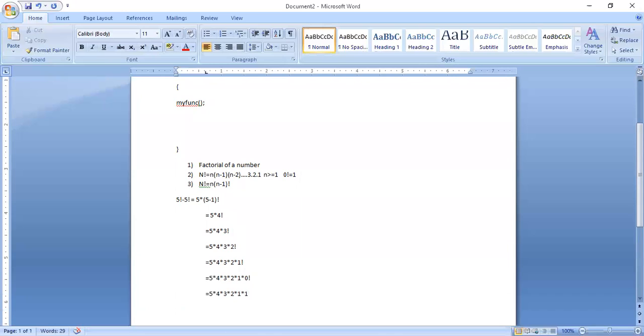So we have to multiply, and the answer will be 120. So this is the factorial of the number. This is the way we will be doing the procedure. Now let us see a program. This is the procedure for how to find the factorial. Now let's see how you can implement it in a program. So let's go to the editor.